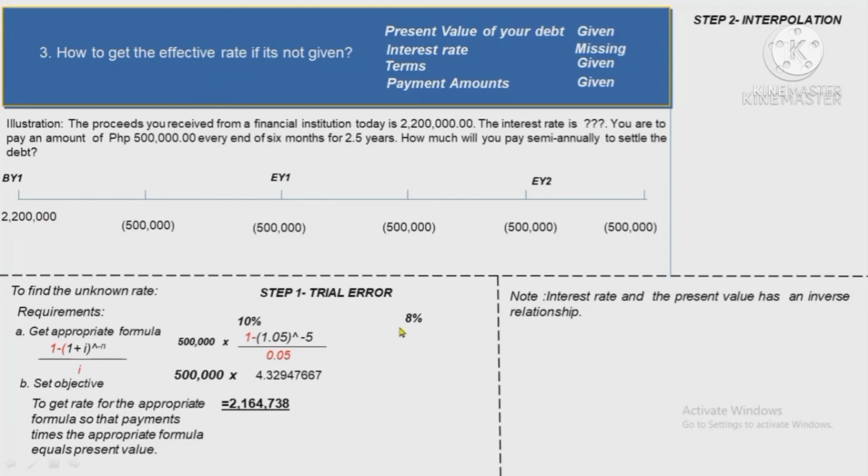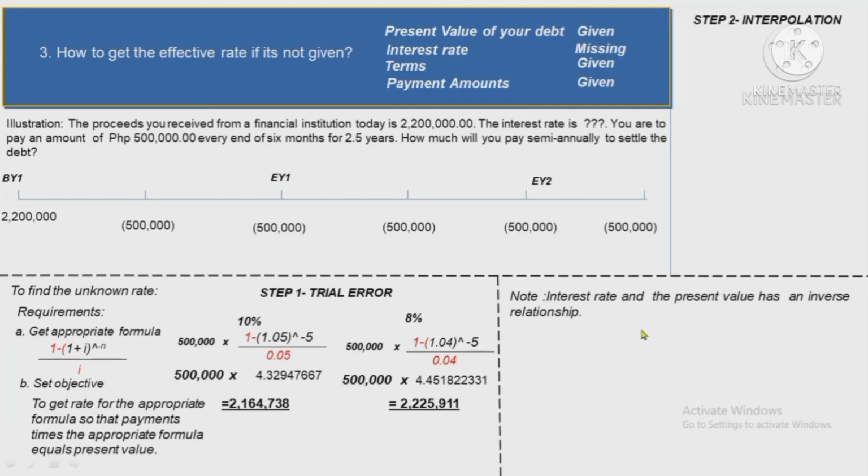But we are not going to use the 8%. We're gonna use the 8% divided by 2 semi-annual periods or 4%. So let's substitute. We have 500,000 times 1 minus 1.04 raised to the power negative 5 over 0.04. To simplify that, we have 500,000 times 4.451822331, and then we're gonna get 2,225,911, and that is our trial and error.